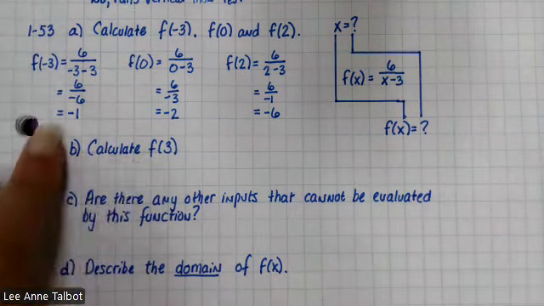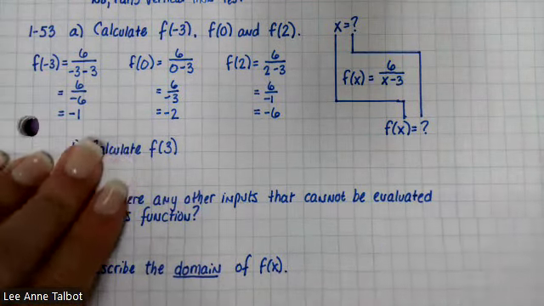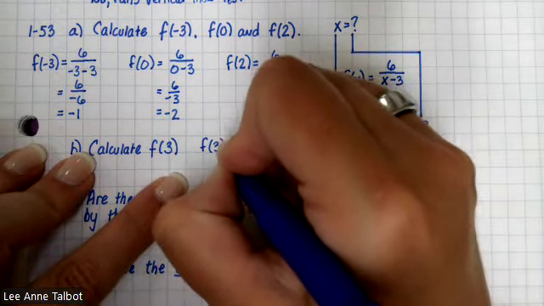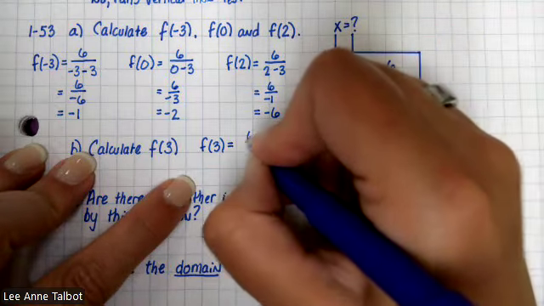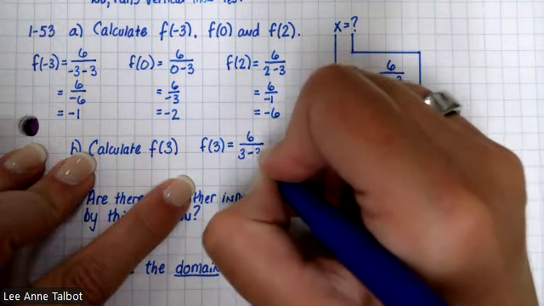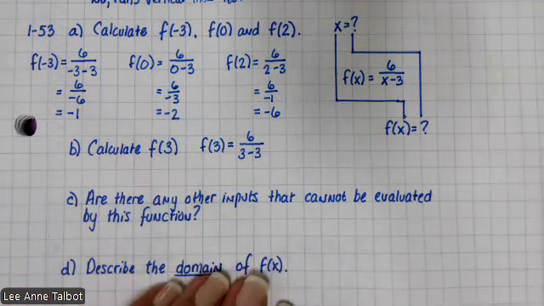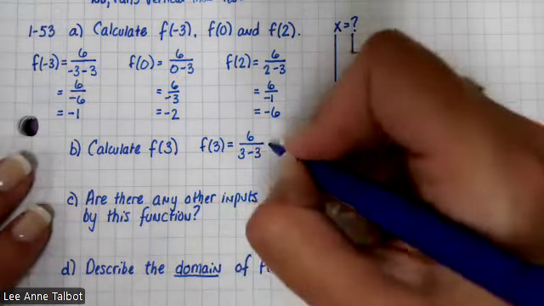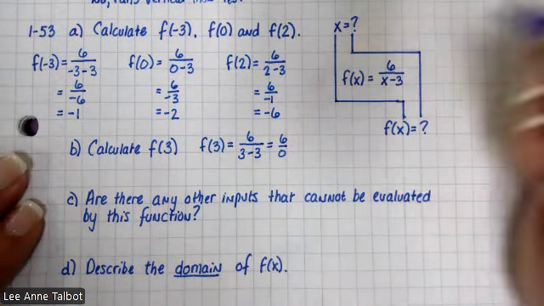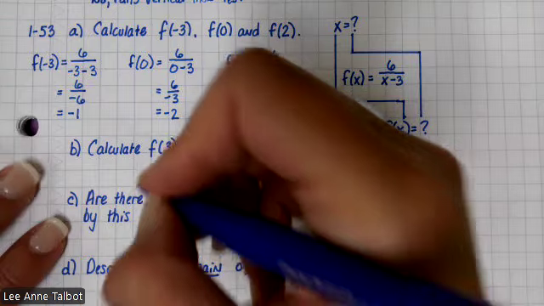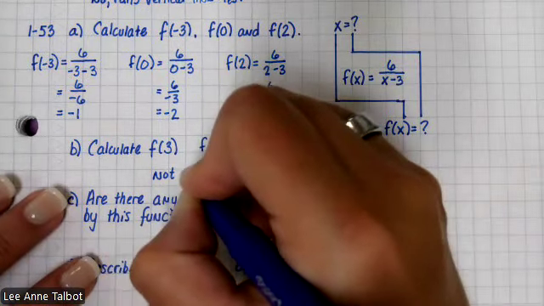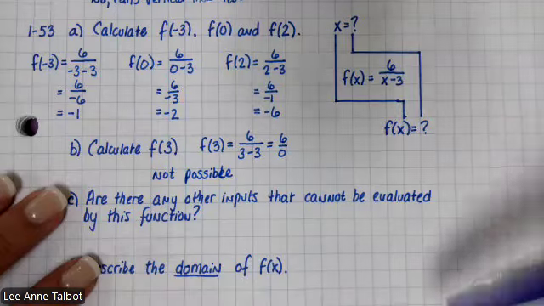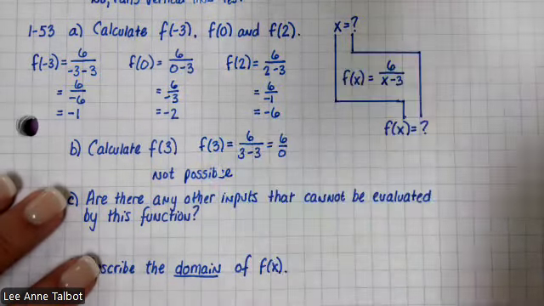Okay, now we're going to do 3 and something bad's going to happen. It's separated out here for a reason. So f of 3 is 6 over 3 minus 3. Uh-oh. What's going to happen? Yep, 6 over 0. And you write not possible. With an L in it, not 2 E's.